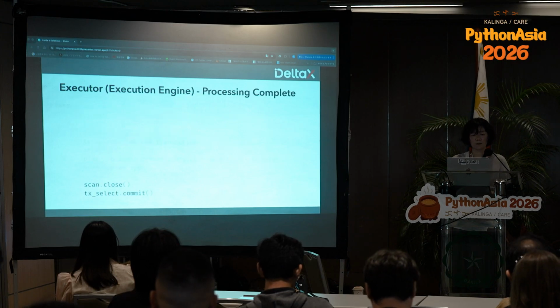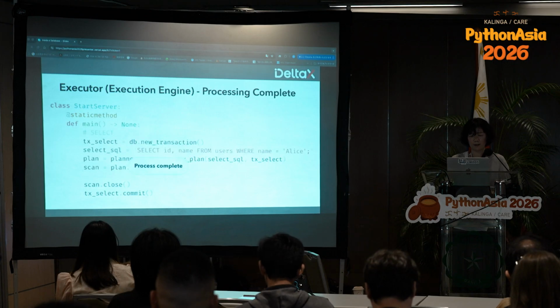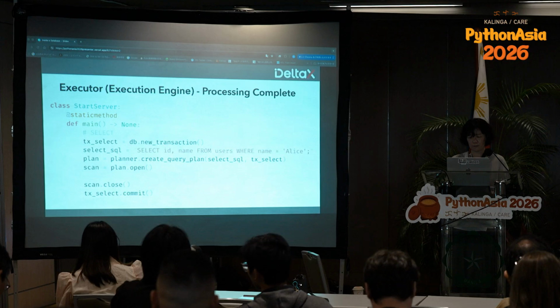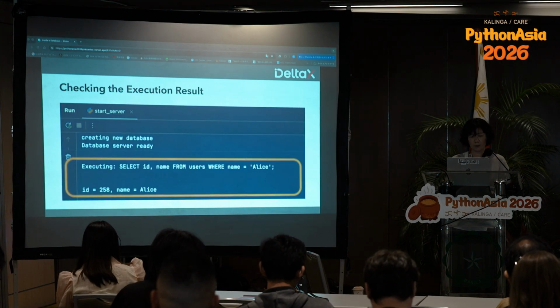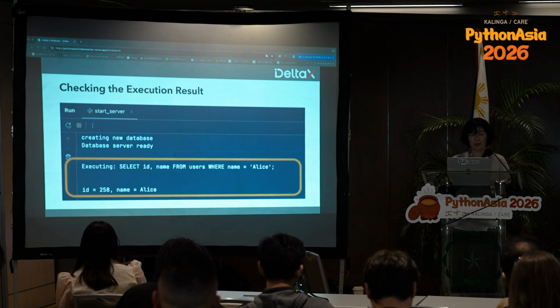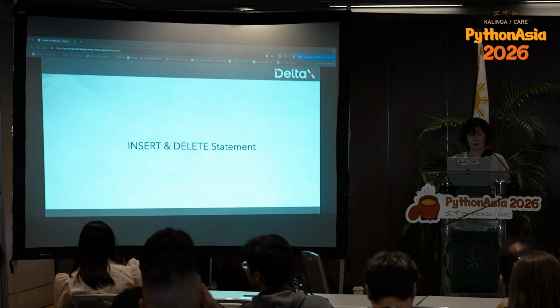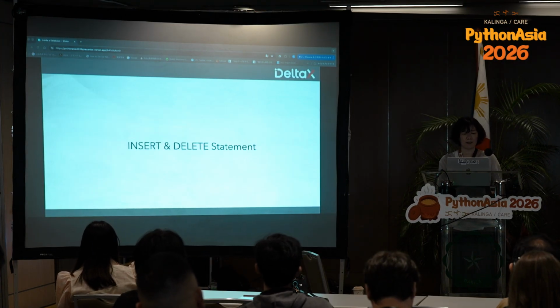We call scan close method to finish the executor. Then commit and we are done. When we run it, ID 258, name Alice is output. Next, insert and delete statements.